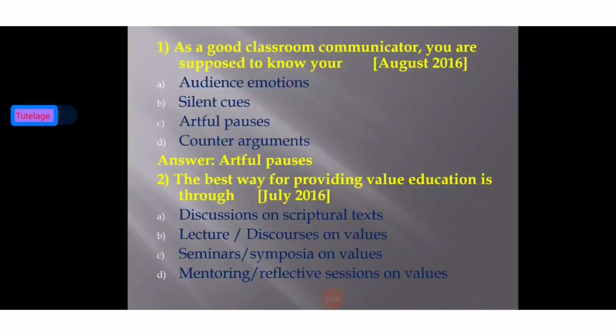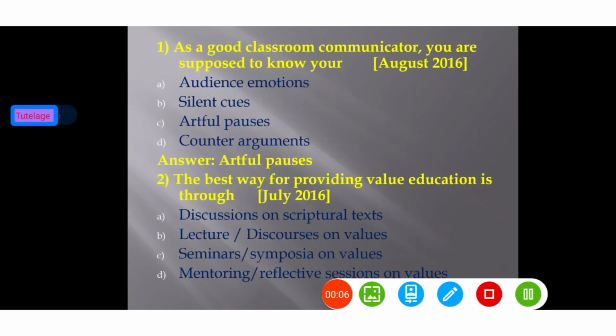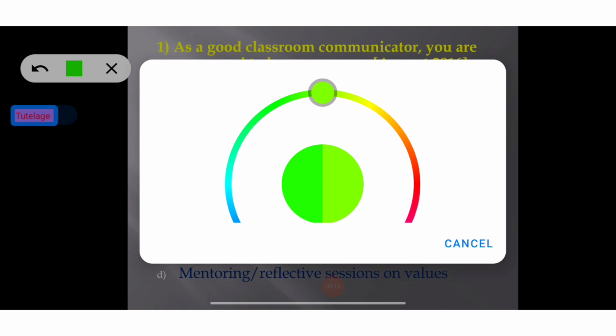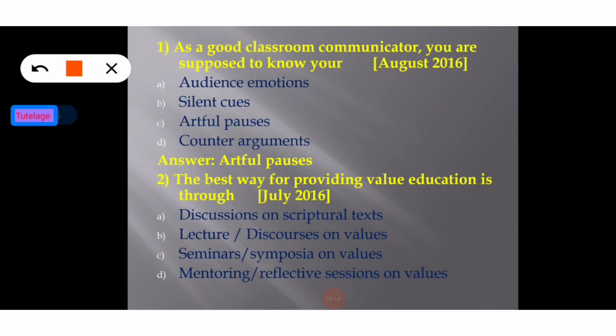So the first question, that is, as a good classroom communicator, you were supposed to know your audience emotion, silent cues, artful pauses, and counter arguments. So there are four options. Option number C is the correct answer for this particular question. As a good classroom communicator, you were supposed to know your artful pauses. So C is the correct answer.